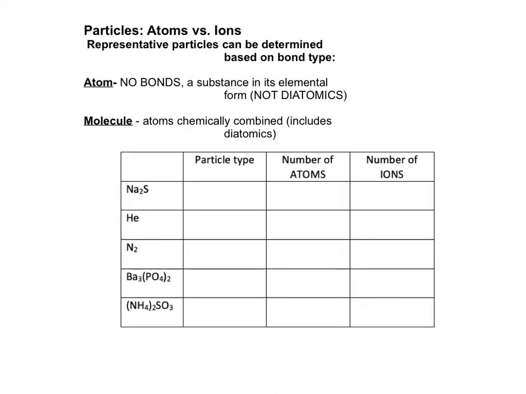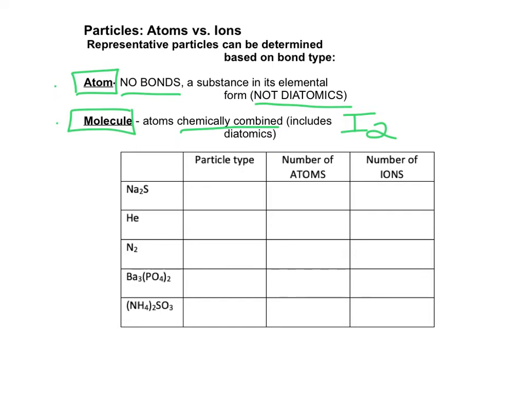Okay, we need to be clear on our vocab. And so some of the words that we're going to be using this unit are atoms and molecules. So we're saying that an atom has no bonds in it. It's a substance in its elemental form. This does not include diatomics. We're calling things molecules for atoms that have a chemical bond. They're chemically combined, which includes diatomics. Diatomics are the 7 elements I bring clay for our new house.